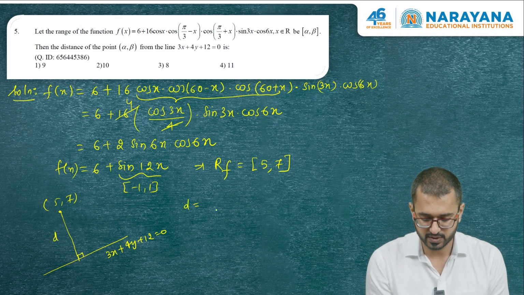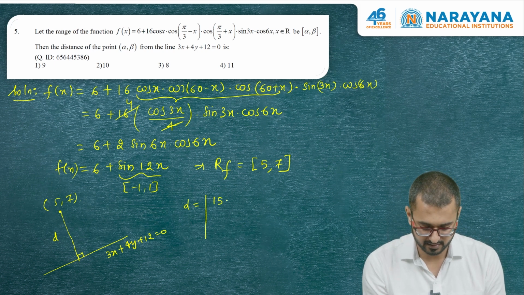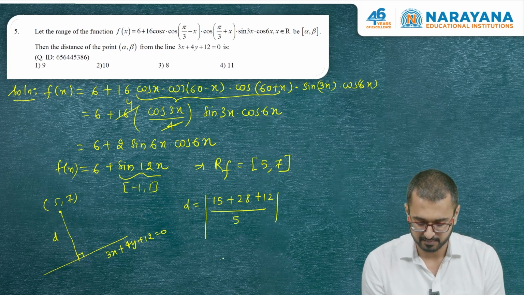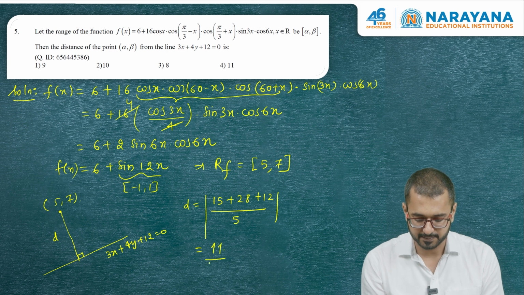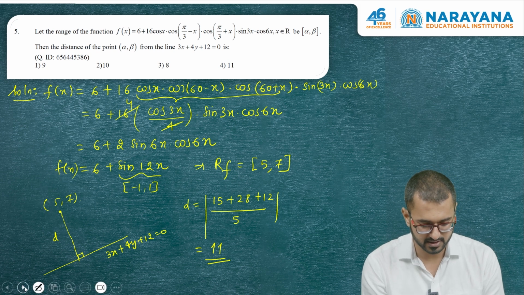For this distance you can simply apply the distance formula, the distance of a point from a line. So yes, it will give me 15 plus 28 plus 12 over square root of 3 square plus 4 square, which will give me 5. Yes, we're done. And this would give you basically 28 plus 12 is 40, plus 15, 55 over 5 is 11. So the correct answer would be option 4, that is 11. Moving to the next question.